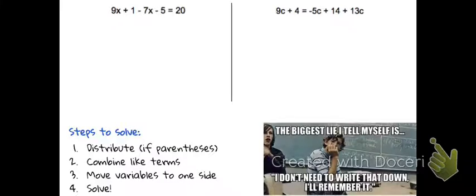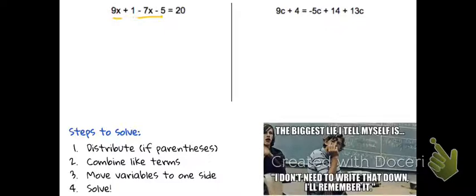Here we're going to go over these two multi-step equations. So first, the one on the left. Remember, when you are solving a multi-step equation, first see if there's any parentheses. If there is, you want to distribute. Then you want to look on each side of the equal sign and see if there are any like terms to combine. So if we look at the left side, do you see any like terms?